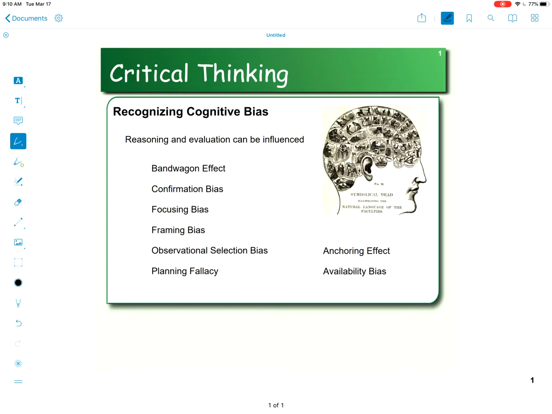So what we're going to look at is what is called cognitive bias. Cognitive bias is the fact that your reasoning and your evaluation can be influenced. We want to look at how that's influenced. Because if it's influenced by facts and data, then that's great. Those are informed decisions. But if it's being influenced by things that it shouldn't be influenced by, then our decisions are biased and our decisions are flawed. So we're going to look at some of the different types of cognitive bias here.